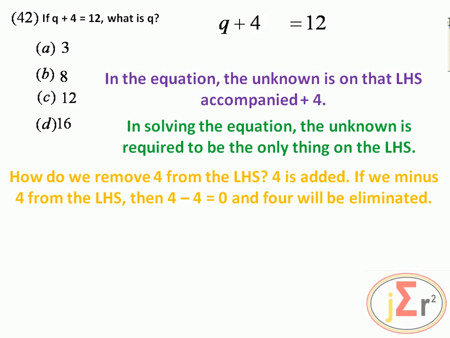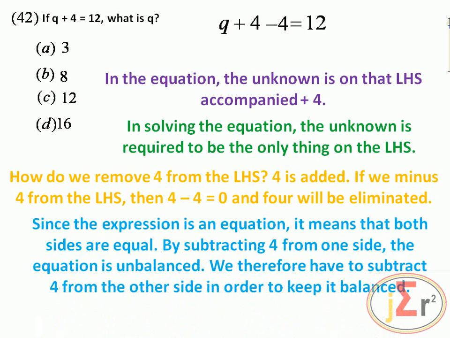If we minus 4 from the left-hand side, then 4 minus 4 is equal to 0, and the 4 will be eliminated. So if we put a minus 4 right there, we will have plus 4 minus 4, and the result will turn out to be 0. What about 0 plus Q? What is that equal to? Q. Right, that's equal to Q.